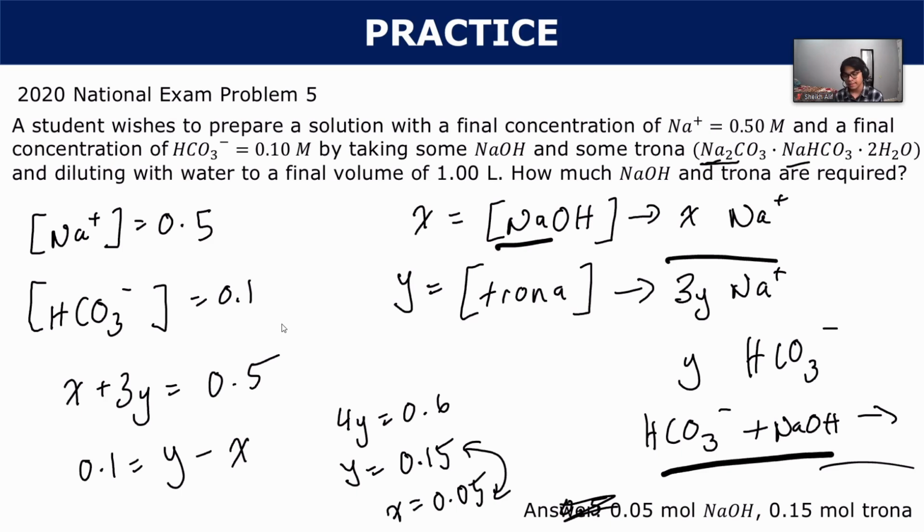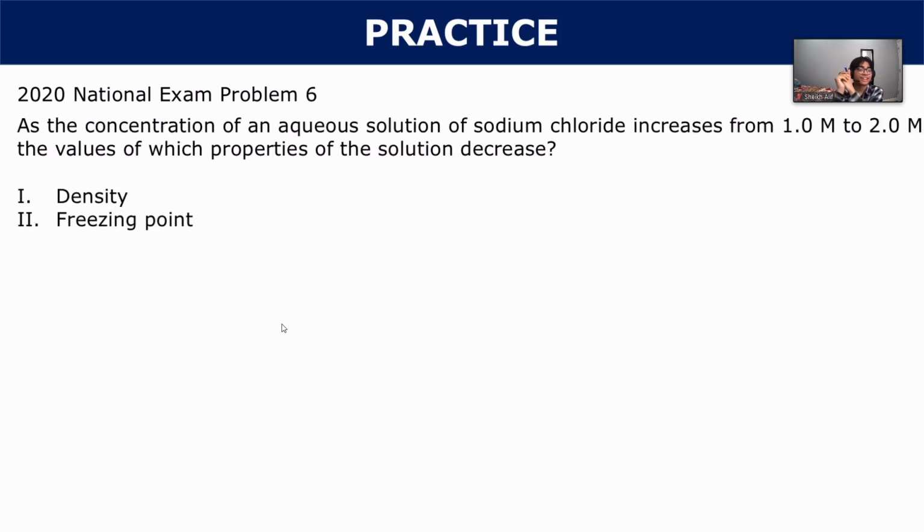And so I guess this is the difference between local questions and national questions. In national questions, you're required to have a more complete understanding, and so you needed to know that this reaction would occur in order to get the right value for trona. Last question, and thankfully it's not a calculation question. As the concentration of an aqueous solution of sodium chloride increases from 1 molar to 2 molar, the values of which properties of the solution decrease?